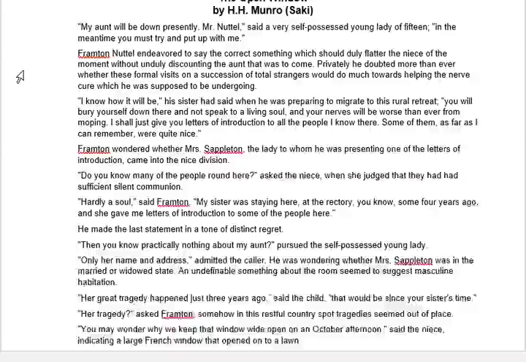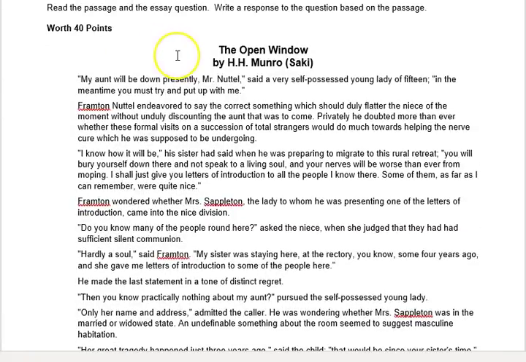Let's listen to a read aloud for this story, The Open Window. This was also in your Part 1 test, so you should be familiar with it.